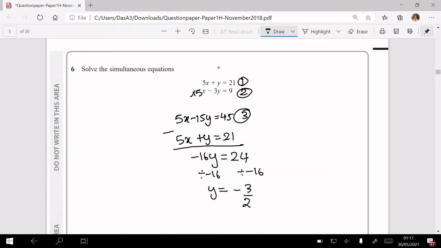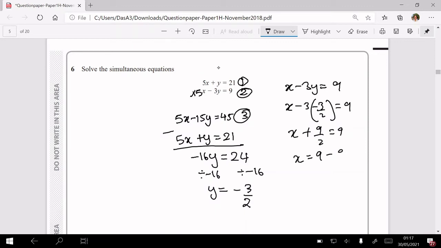So if you know what y is, you can literally sub that into any of those three equations. It doesn't really matter. I'm going to use x minus 3y just because it's easier. So that is x minus 3 bracket minus 3 over 2 equal to 9. So x plus 9 over 2 is equal to 9. So x is equal to 9 minus 9 over 2. So x is equal to 9 over 2. That's it. So pretty much done with that question.